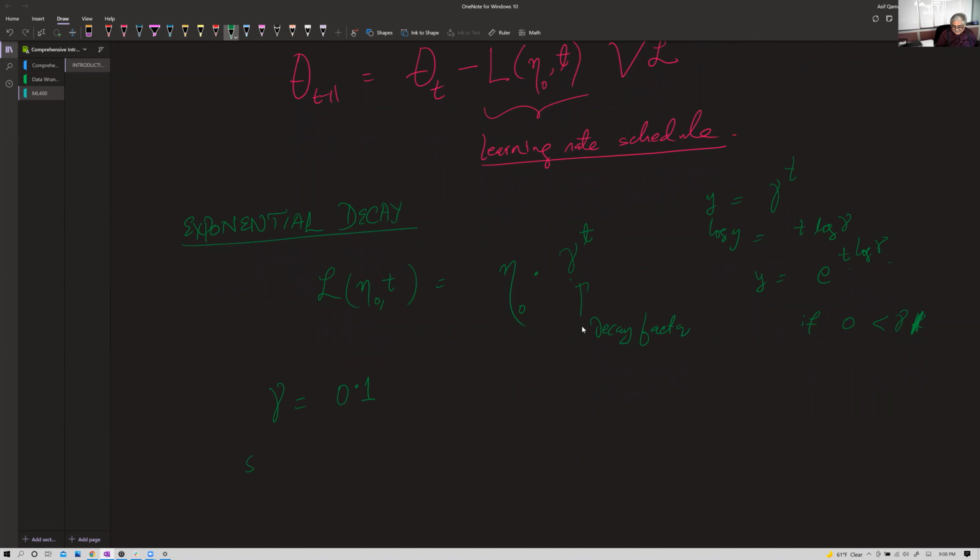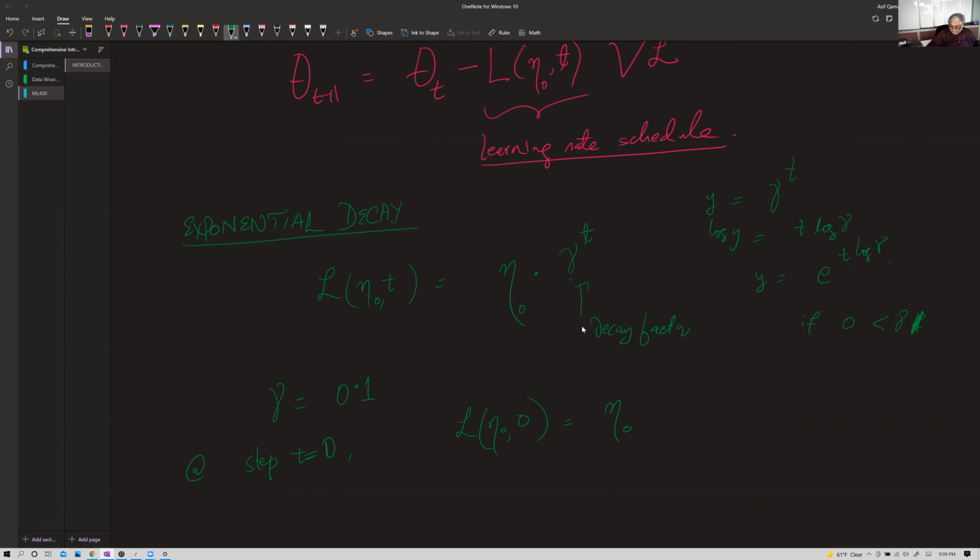At step t equal to 1, what will be your learning rate? Was it positive t or negative t? t is a step, which step you are on. So start at step 0. So eta naught, the first time, 1.